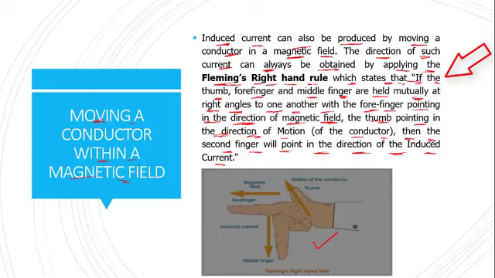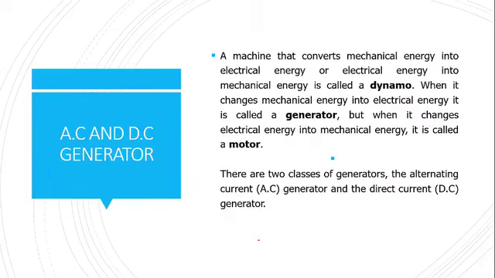You would notice the thumb is pointing in the direction of motion of the conductor. The forefinger or the index finger is pointing to the direction of the magnetic field, and the middle finger or the second finger is pointing to the direction of the induced current.